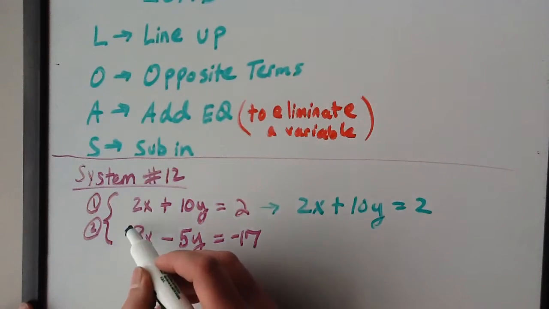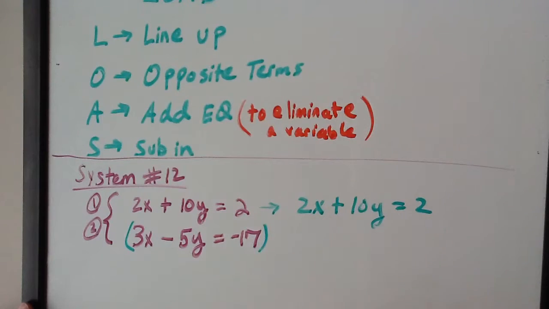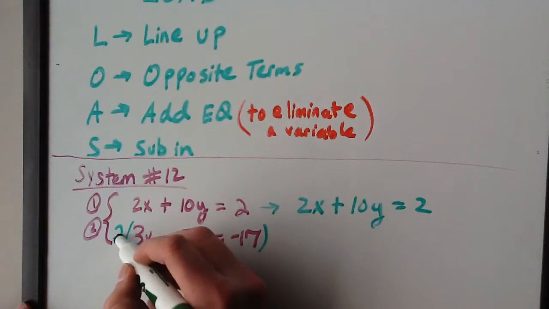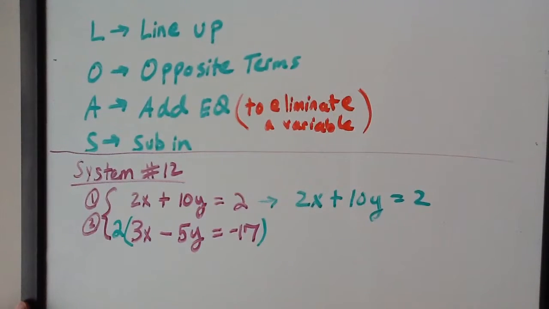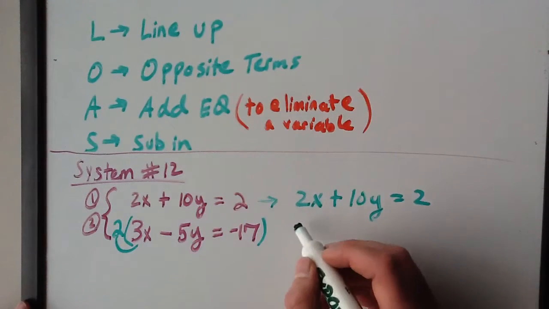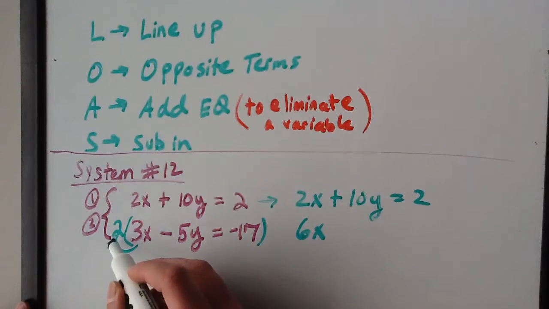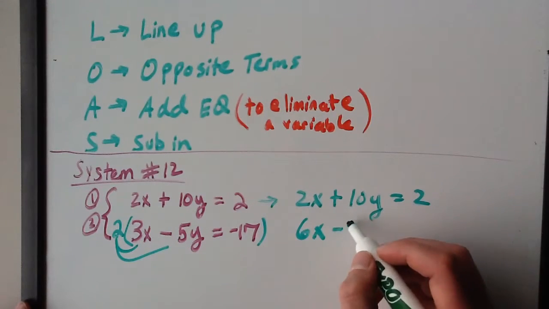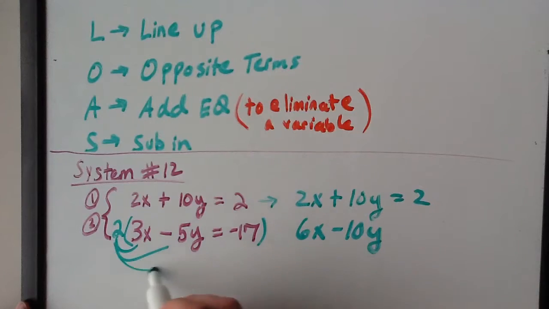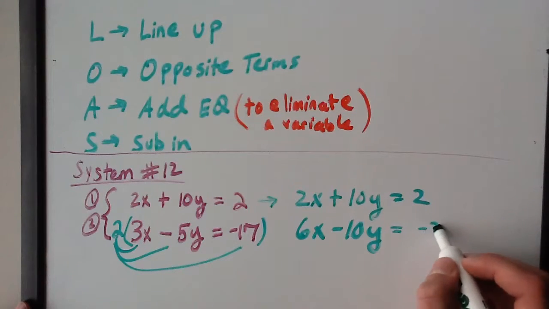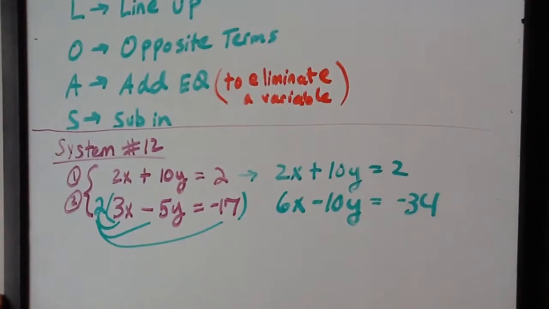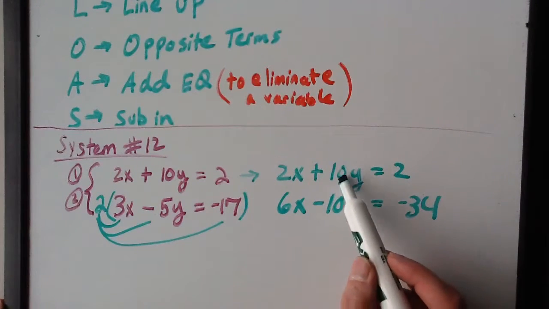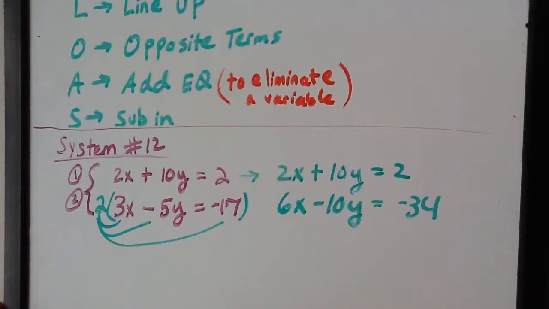And what I'm going to do is multiply equation 2. I'm going to multiply the entire equation by 2. When I do that, I multiply every term in the equation by 2. So 2 times 3x, that's 6x. 2 times negative 5y, that's negative 10y. And 2 times negative 17, that is negative 34. Okay, so now my equations are lined up, and now I have opposite terms, 10y and negative 10y. Those will cancel each other out.